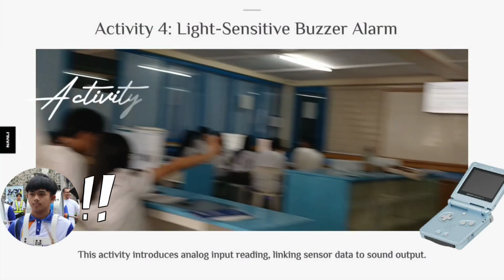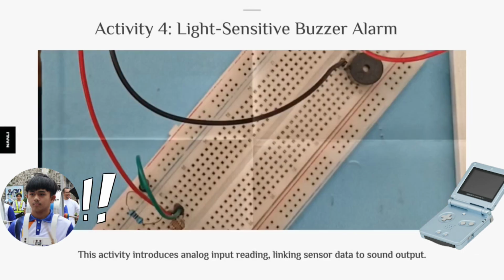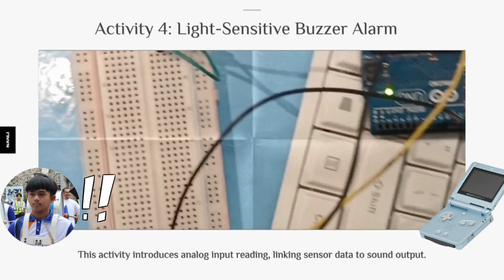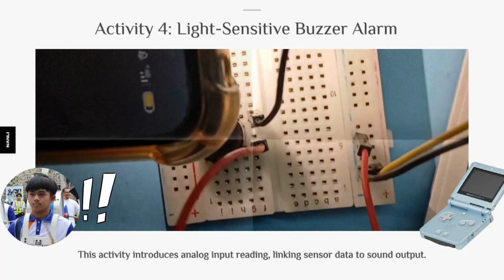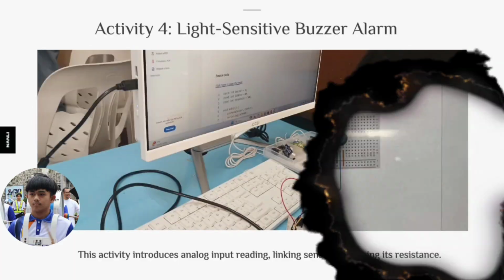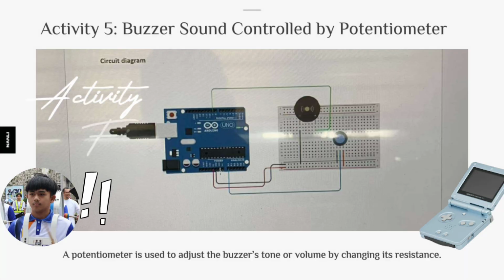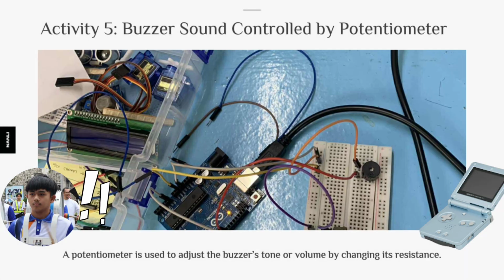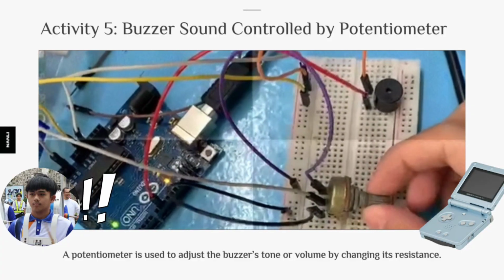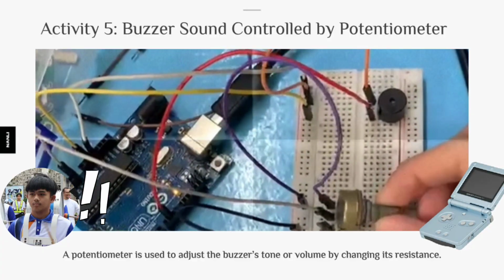Activity 4. Sensitive buzzer alarm. A photoresistor or LDR is added to detect light levels. Buzzer turns on when the light intensity drops, simulating a darkness or night alarm. Activity 5. Sound controlled by a potentiometer. The Arduino reads the potentiometer's analog value and maps it to different sound frequencies.